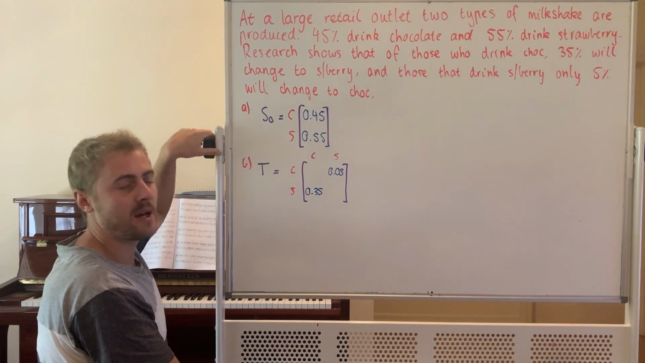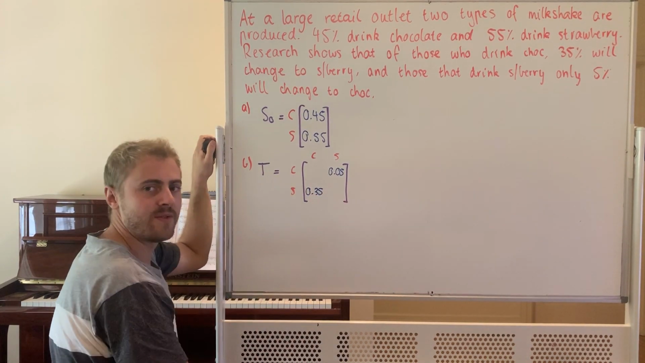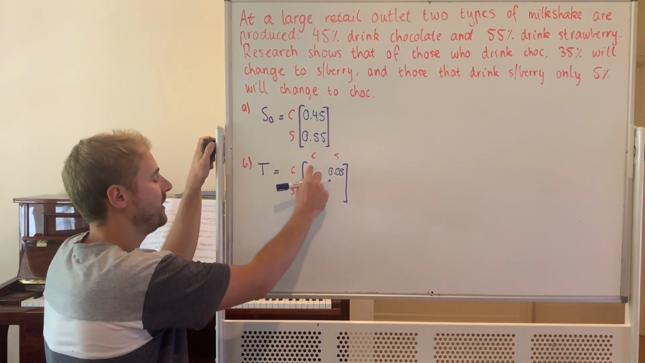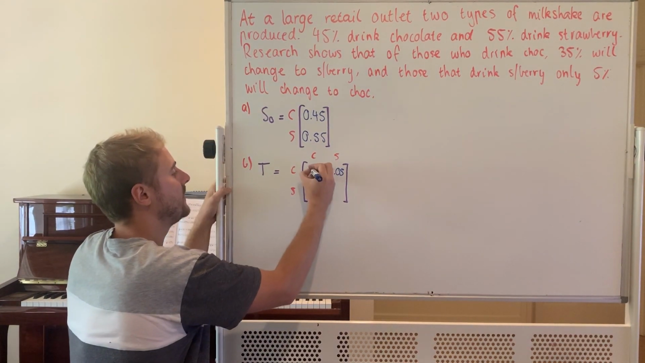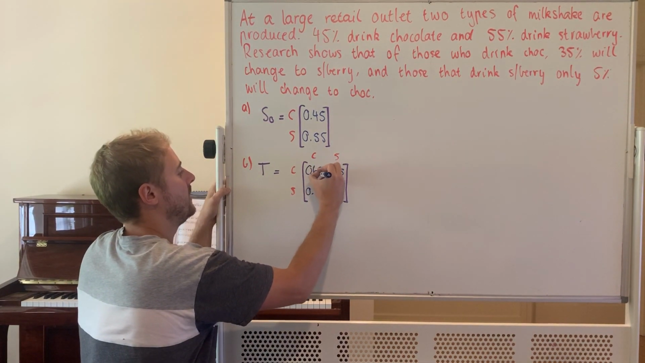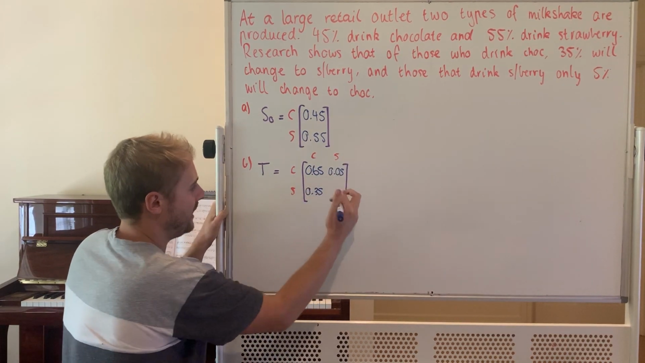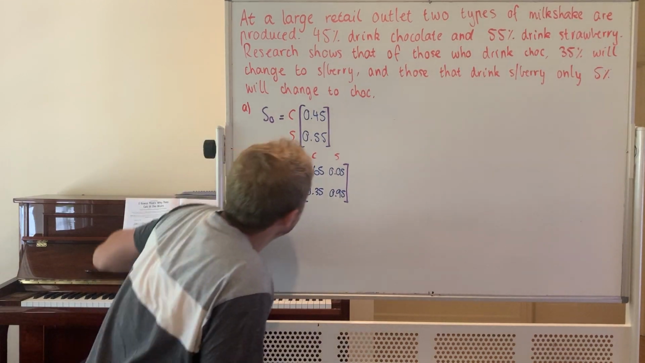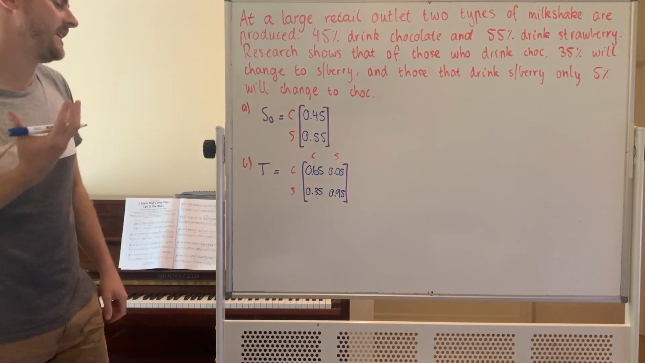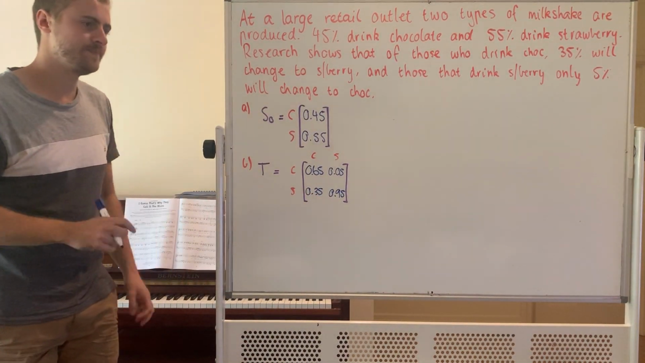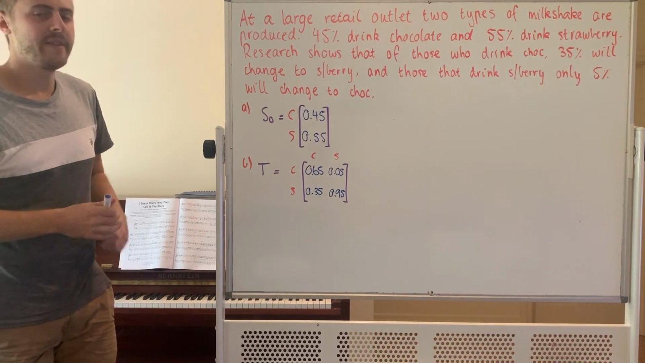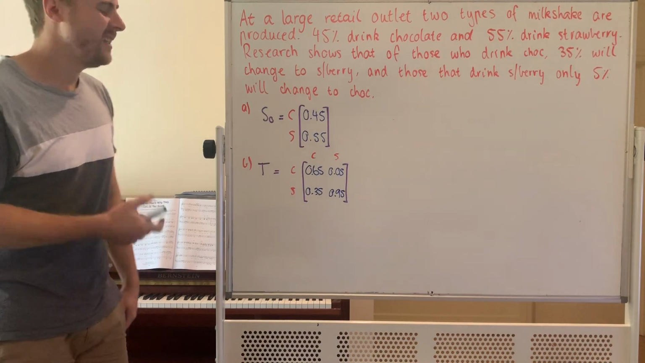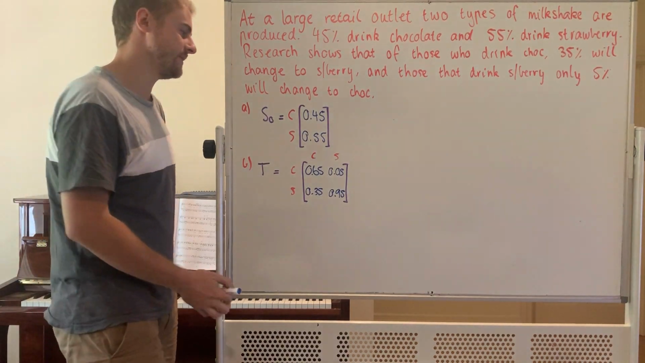Now this is what I was talking about before. We're only given one piece of information in each column, but they have to add up to 1 so we can fill in the gaps. So something to 0.35, which in this case is 0.65, and here 0.95. So that's our transition matrix. That shows us how the information is changing over time. Now that formula I showed you before, T to the power of n times the initial state, that's the one you only really ever need to use.